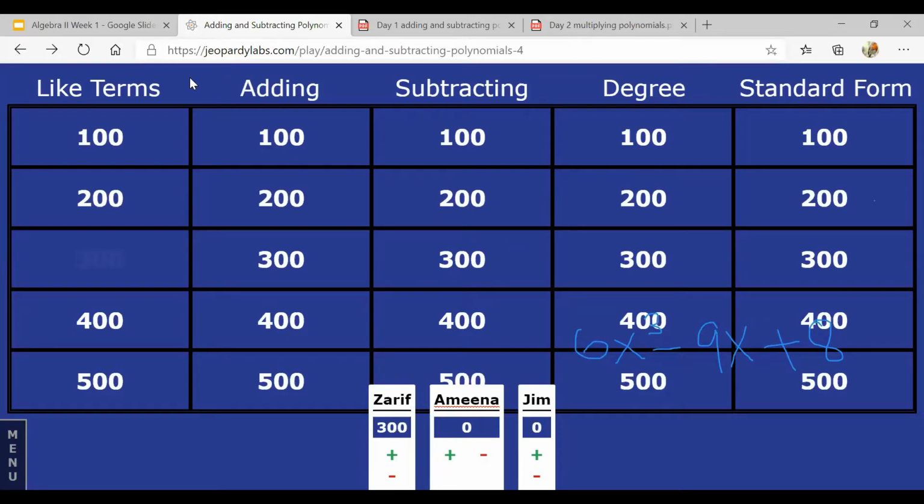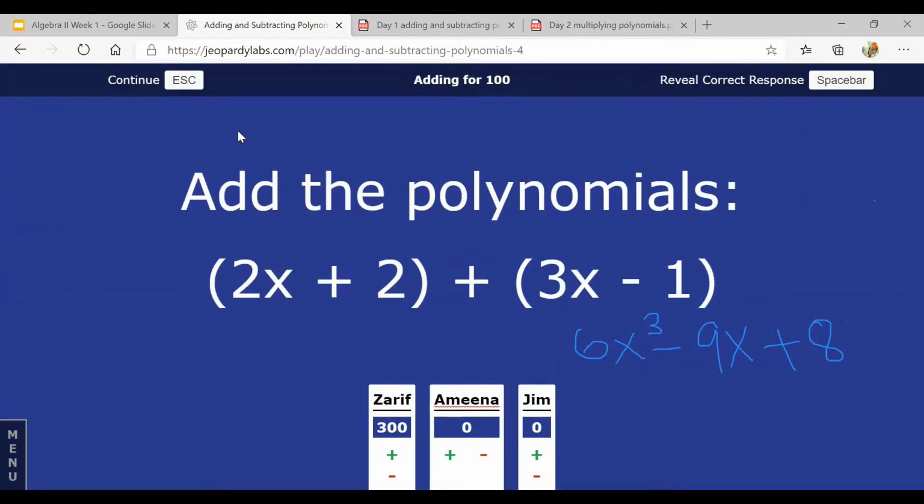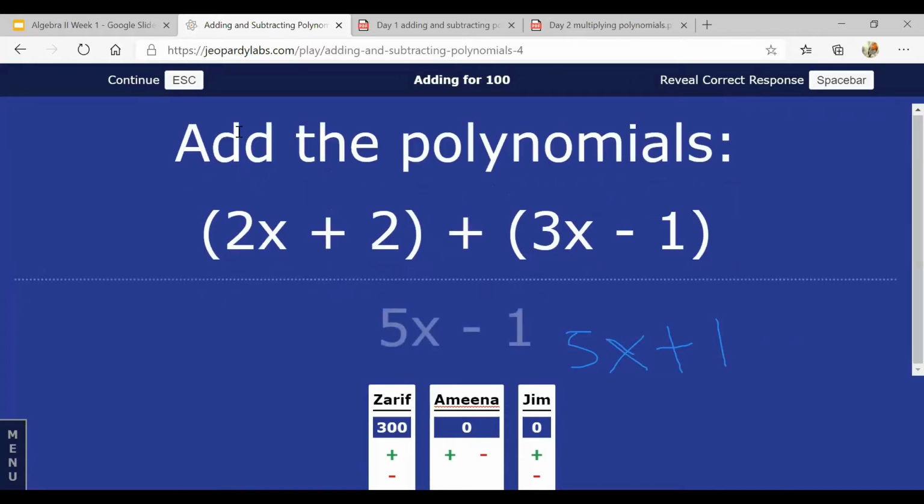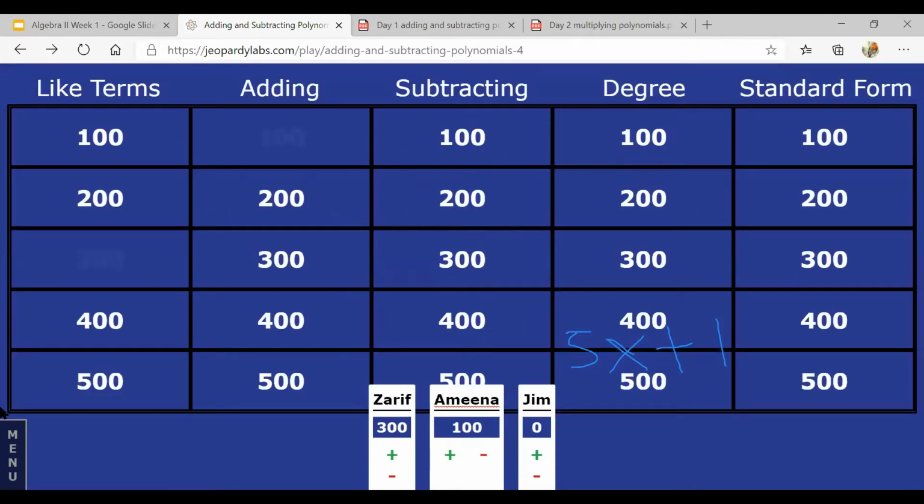Amina, you are next. Go. I'm going to go with adding 100. Okay, give me 1 second. I'll give you a minute to do it. It's 5x minus 1. Hold on, you said 5x minus 1? I mean positive 1, sorry. That is the correct answer, 5x plus 1. No, it should be plus. I don't know why they said it's minus. It has to be plus. I'll just give you the point. Because it's plus, right? 2 minus 1 is 1. Yeah, there's plus 2, and plus 2 is bigger than minus 1. You're just subtracting 1 from 2.